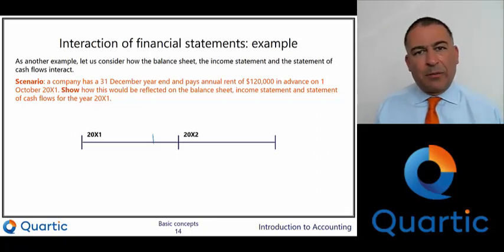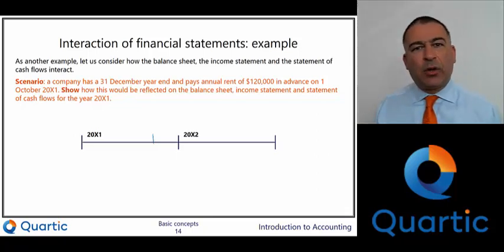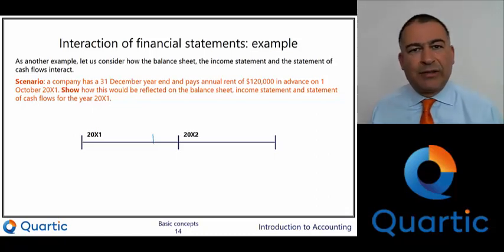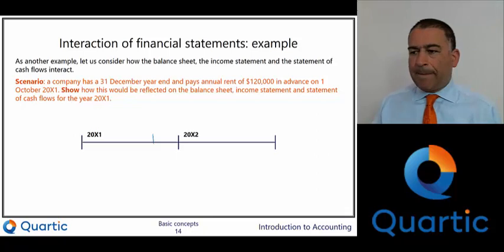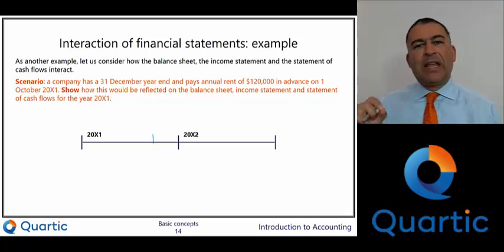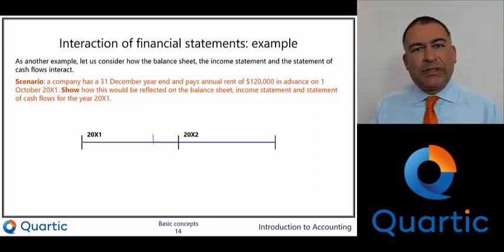What's happened on the cash flow statement? 120,000. Are we showing part of that, all of that? Is it in or out? And which of our three categories, operations, investments, and financing, do we think it falls under? Income statement is the accrual side. How much of that 120,000 should be reflected in the year 20X1? And then the balance sheet, what is the financial status at the year end as a result of this?